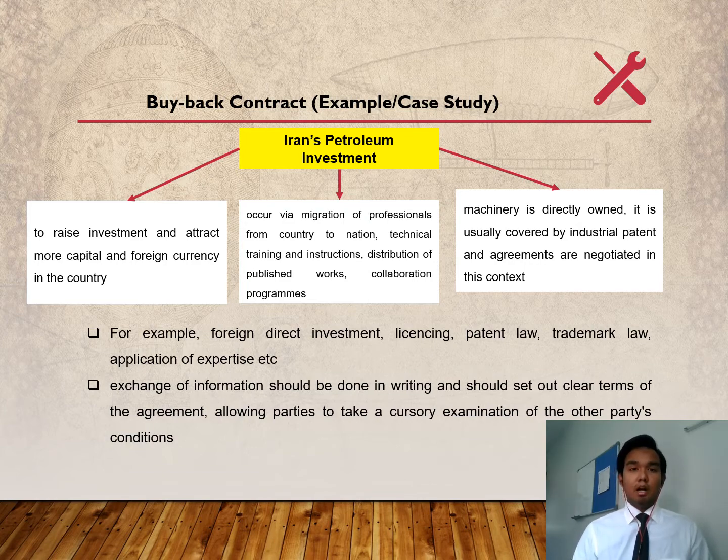For example, foreign direct investment, licensing, patent law, trademark law, patent advertising, etc. I think the information should be done in writing and should be clear in terms of the agreement, and allow the party to consider the other party's conditions.